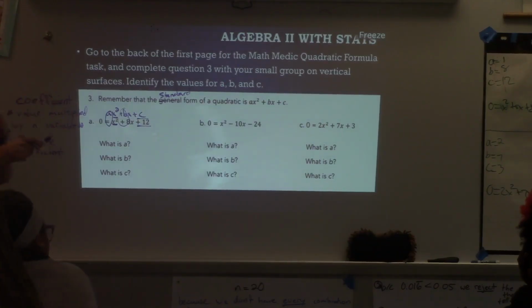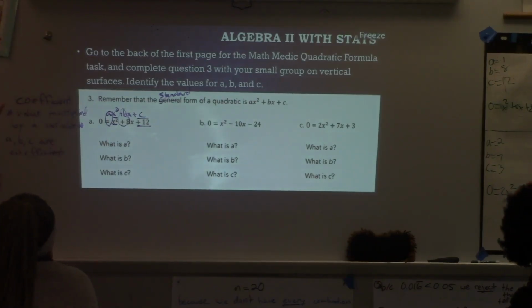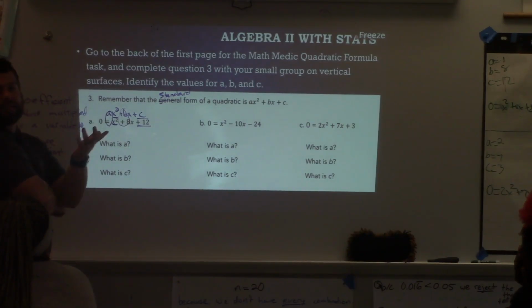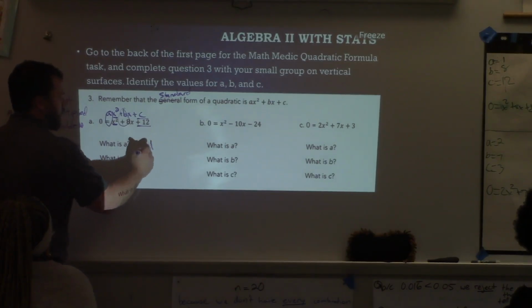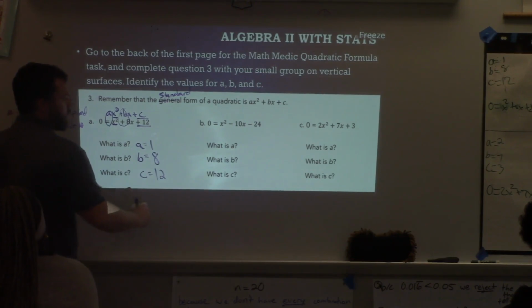Now, over here, Carter, you were thinking A is 0 in both of these. I know it's 1 now. Okay, so why is it 1? Because it's understood 1. Remember, if it was 0x squared, what would I have right here? I didn't have anything. That's the idea of 0, right? The fact that I have an x squared, how many x squareds do we have? 1. So A equals 1. B equals 8. C equals 12.